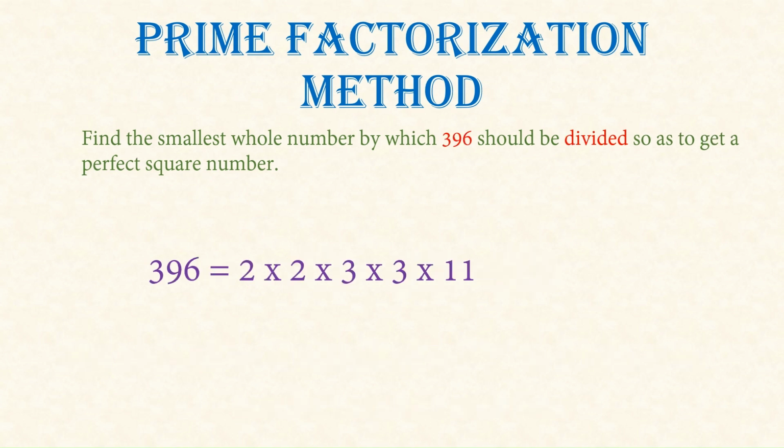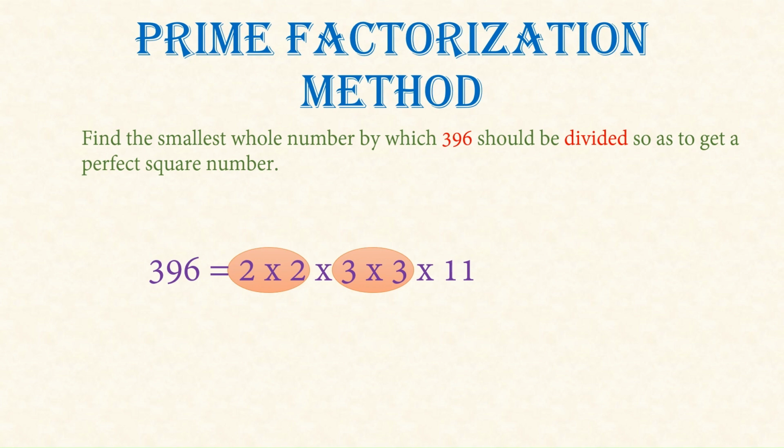Let us check with another number. Now we have 396 and we need to find the smallest number by which this particular number has to be divided to make it a perfect square. Now on doing prime factorization of 396, we'll get the prime factors as 2 into 2 into 3 into 3 into 11. Now when we pair these, we'll have 2 into 2 paired as one group, 3 into 3 is the second one, and the 11 is left alone.